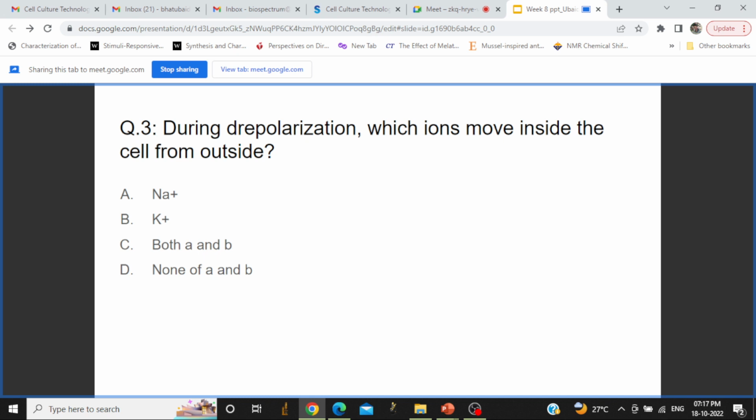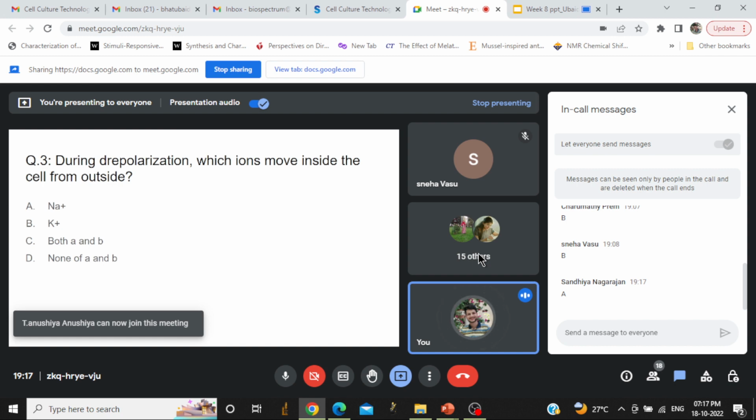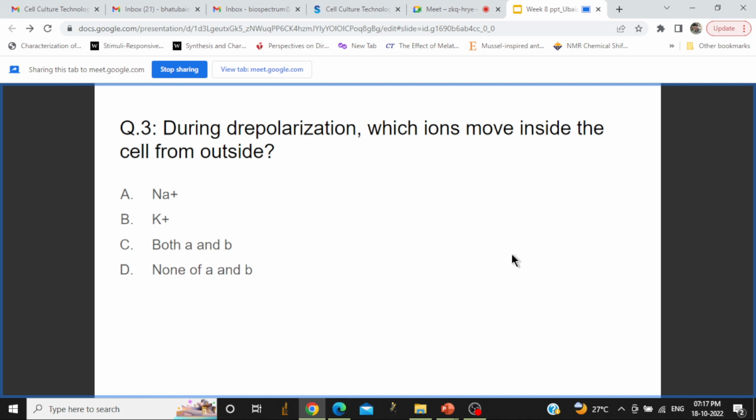So now there is another question which is related to the same thing. During depolarization, which ions move inside the cell from outside? What is the answer? I already explained this. Yes, the answer is A. During depolarization, sodium ions move from outside of the cell to the inside of the cell, which leads to the depolarization phase. This one I already explained in earlier slides.